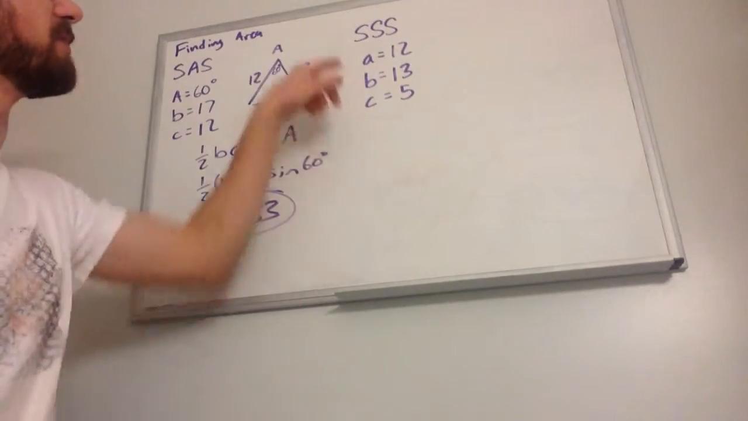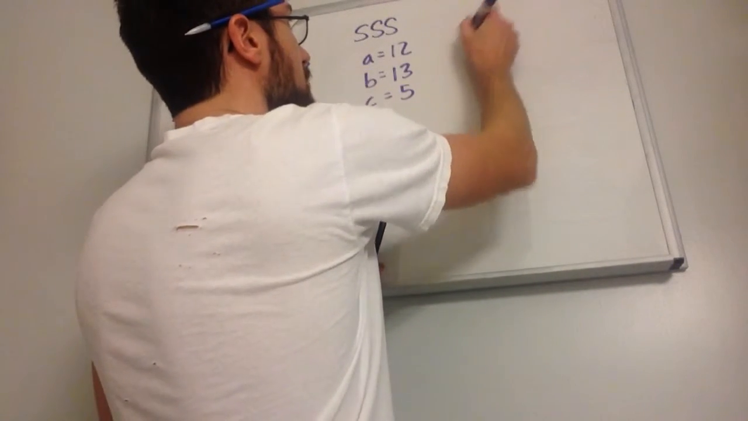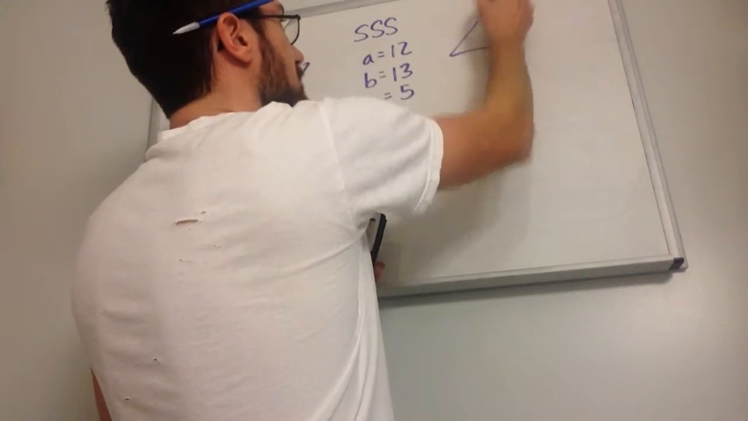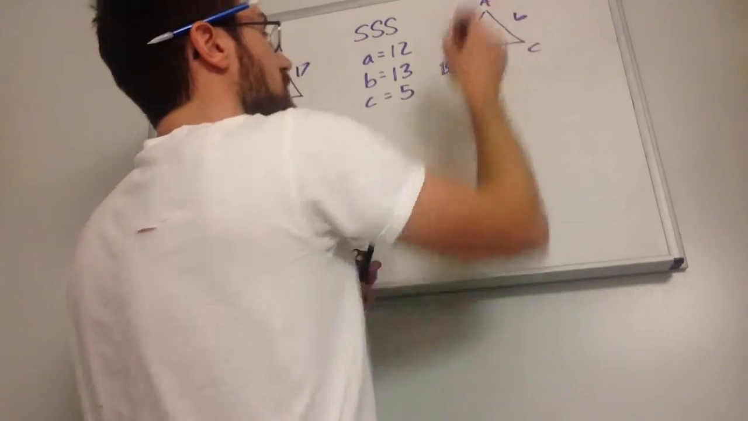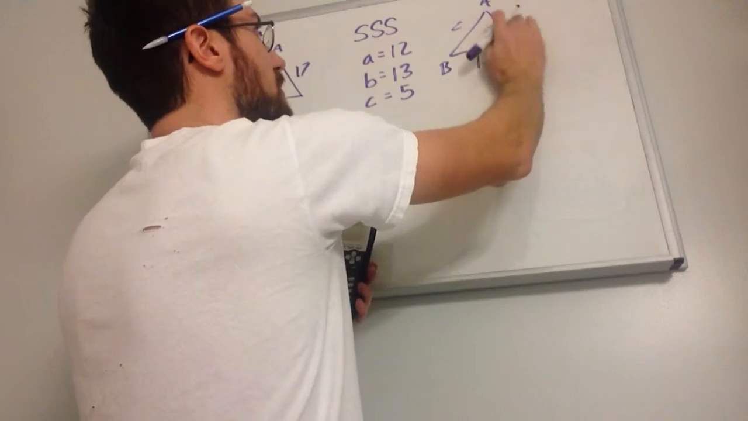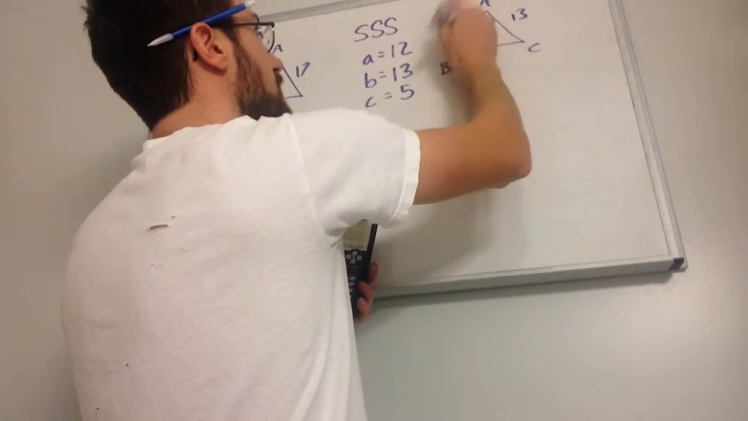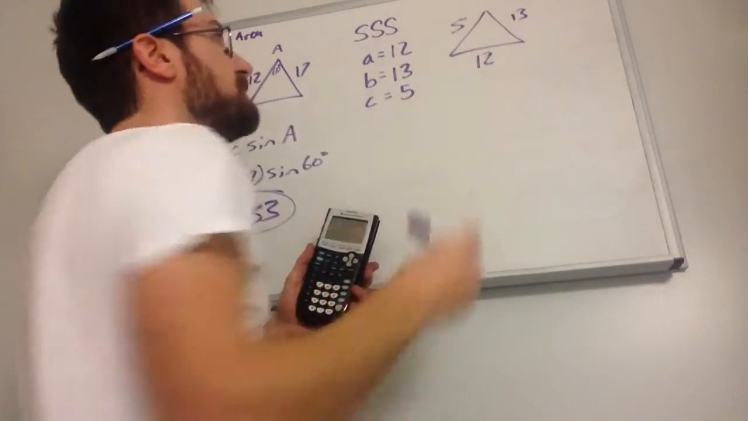Our other scenario, when we're given three sides, we had a different formula. So same thing, if I want to set this up, that would be A, this would be B, this would be C. A would be 12, B would be 13, and C would be 5. Don't really need any of the angles for this one.